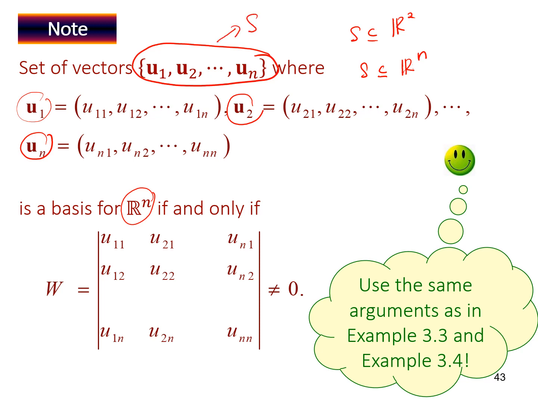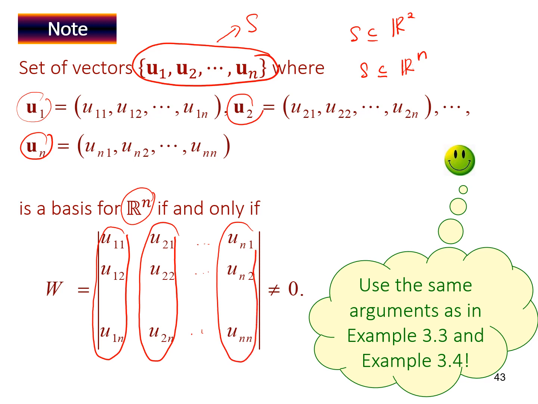To show that this set S is a basis for Rn, we then determine the coefficient matrix, where the coefficient matrix we get from vectors in S. Okay, so here is vector 1, u1. Here in column 2, the second vector, u2, and up to the nth column, which is from the nth vector, the vector un. And then we compute the determinant. If the determinant is non-zero, then the set S is a basis for Rn.